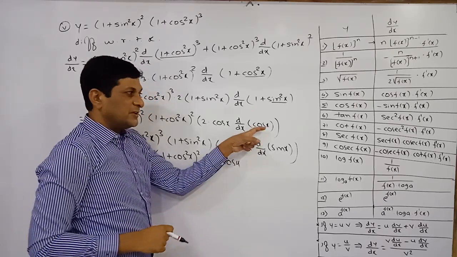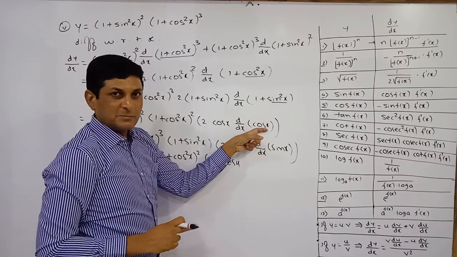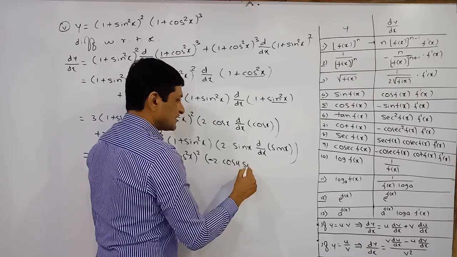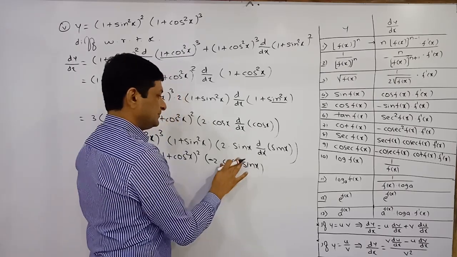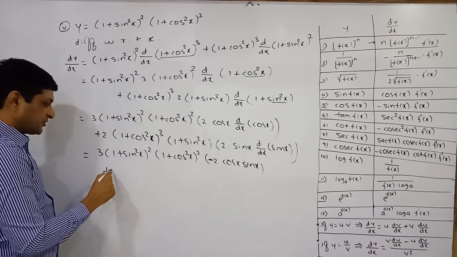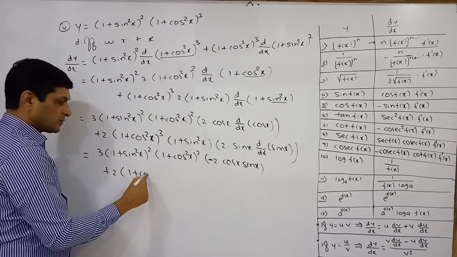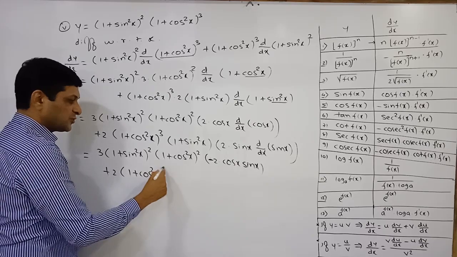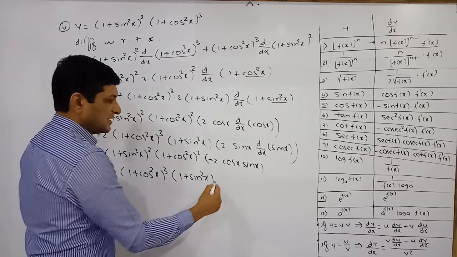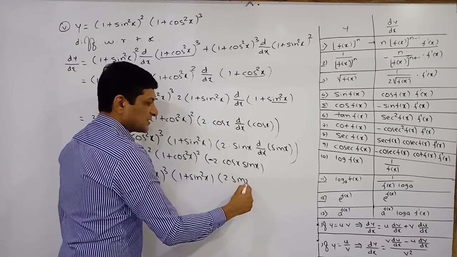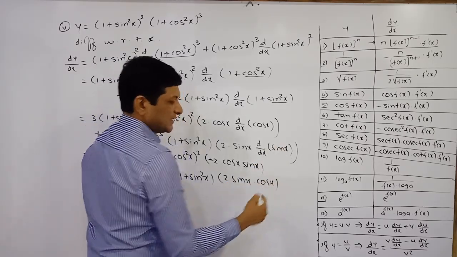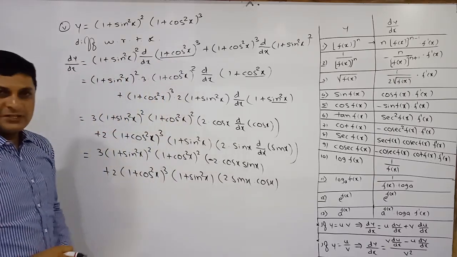And what is the derivative of cos x? The derivative of cos x is minus sin x. Keep the remaining term as it is, plus 2 into (1 + cos² x)³ into (1 + sin² x) as it is, plus 2 sin x into, what is the derivative of sin x? The derivative of sin x is cos x. So in this way differentiation is completed.